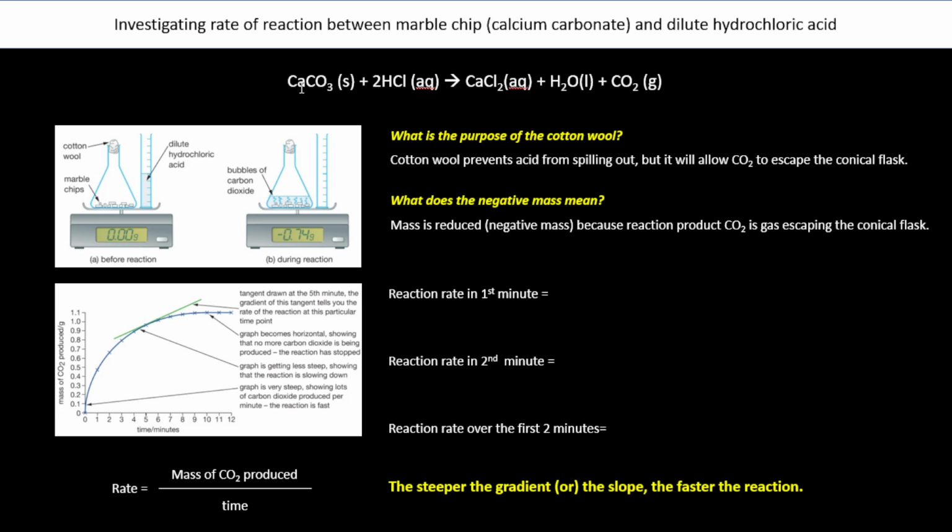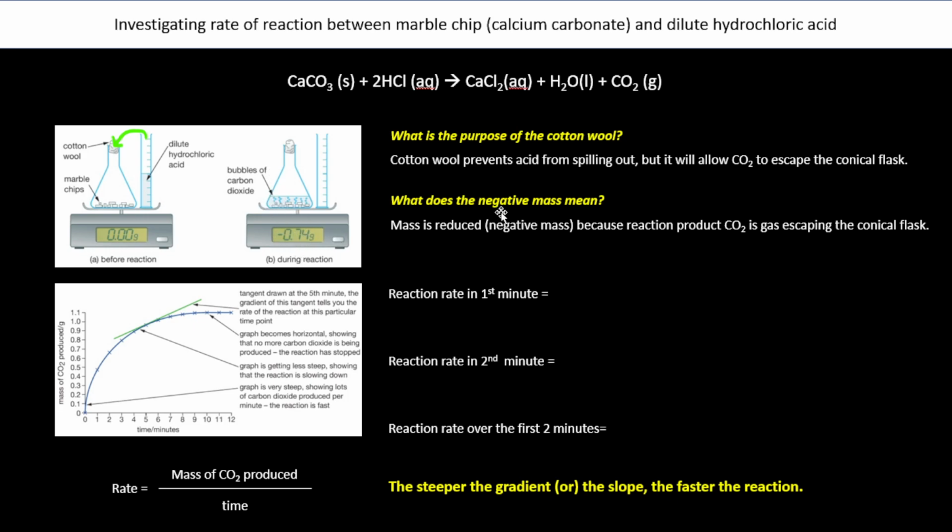Okay, so the equation for the reaction is when calcium carbonate reacts with hydrochloric acid, you will produce calcium chloride, water, and carbon dioxide. The laboratory experiment for this will work like this. First, you have marble chips in a conical flask and you will weigh it and reset it to 0 grams, and then you're going to pour a fixed amount of dilute hydrochloric acid onto the calcium carbonate, and a reaction will take place inside here. And you will notice that instead of increasing, the mass will be decreasing.